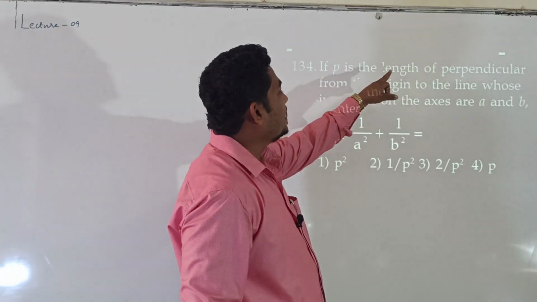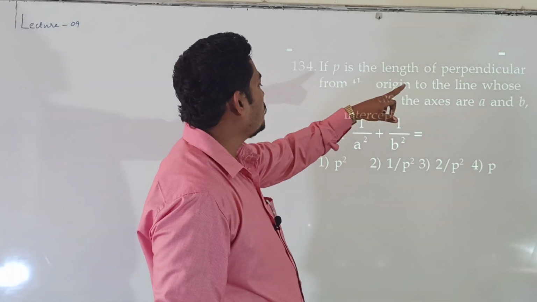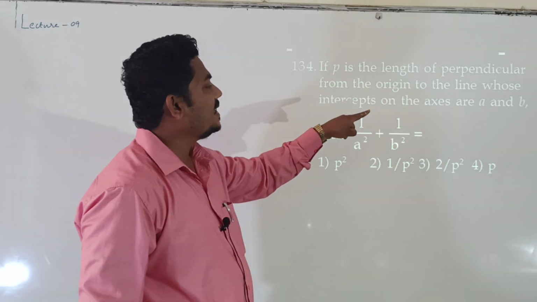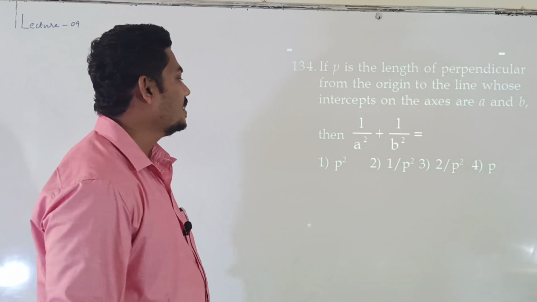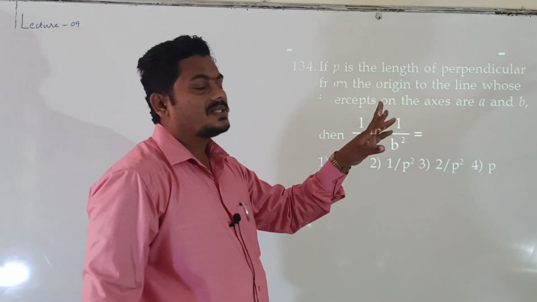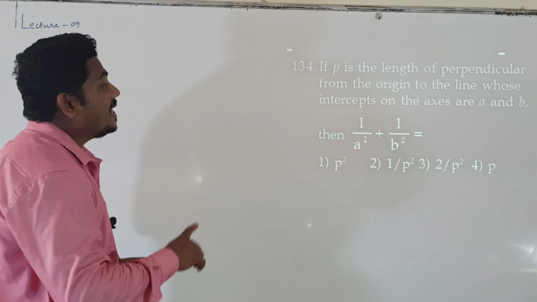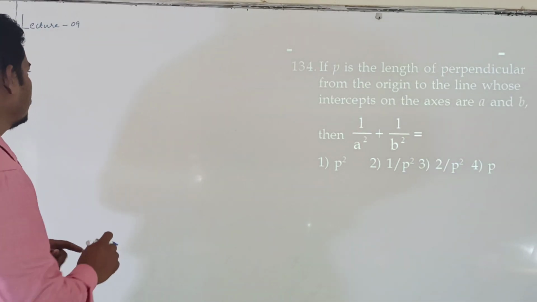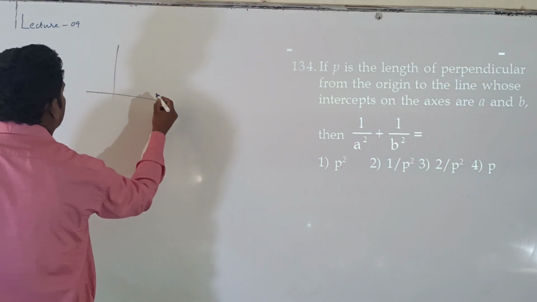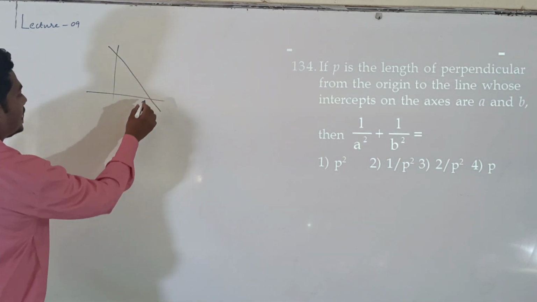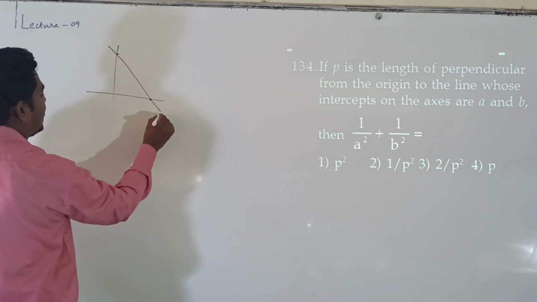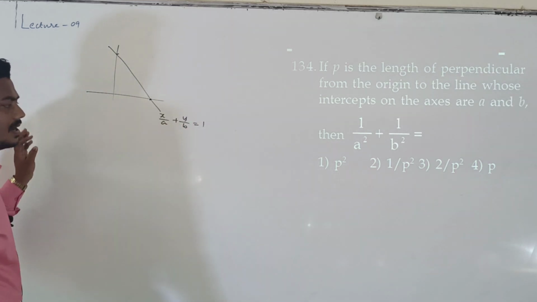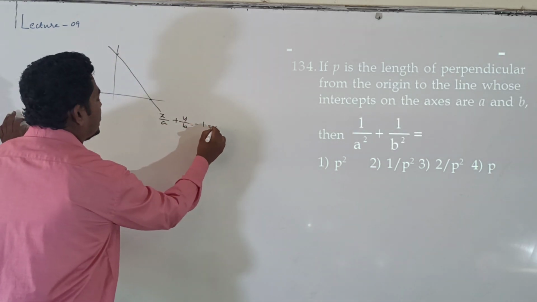If P is the length of the perpendicular from origin to the line whose intercepts on the axis are A and B, then 1 by A square plus 1 by B square equal to. P is distance between line and origin. Whose intercepts they have given, means clearly equation of the line is x by A plus y by B equal to 1, or else x by A plus y by B minus 1 equal to 0.